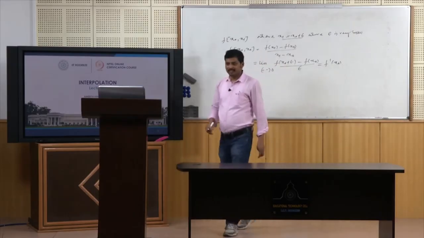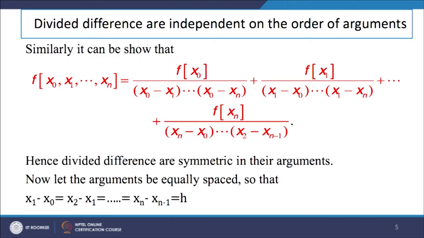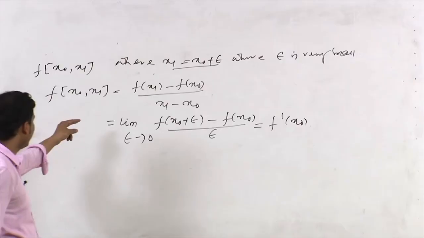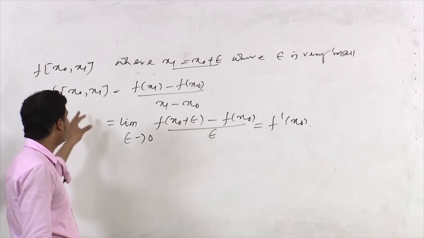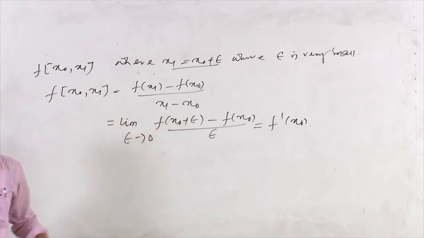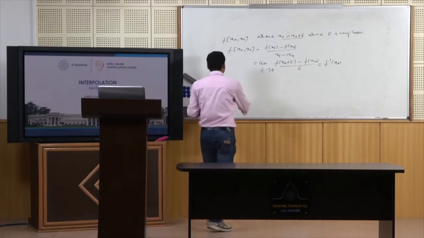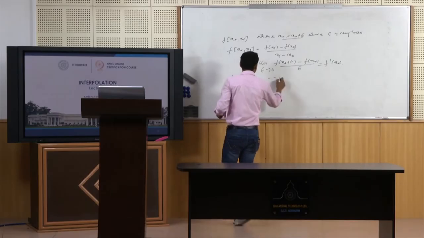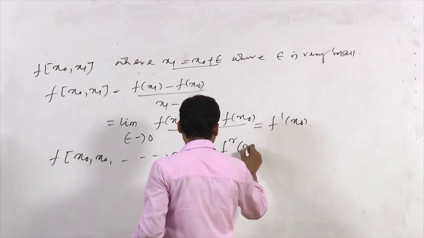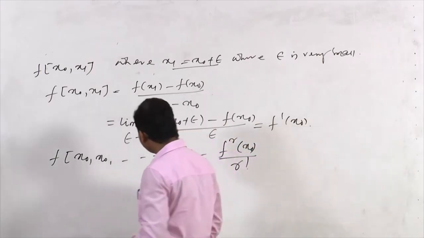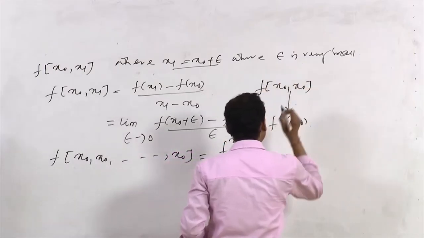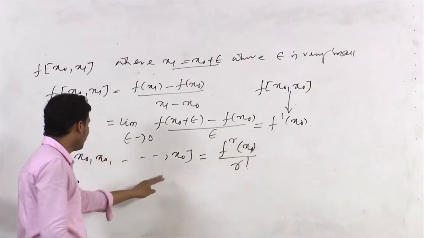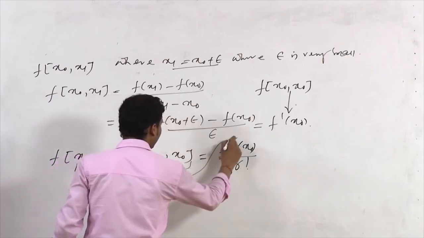So, we can say that if the arguments are equal, then the divided difference still produces some value. If we consider f of x0, x0, where x1 is represented as x0 plus epsilon and epsilon is very small, then it represents the derivative of this function at that point only. So, suppose f of x is differentiable, and we have r plus 1 arguments, we can write f of x0, x0, up to r plus 1 times, as f to the power r of x0 by r factorial. Since here 2 points are there, that is why we write f of x0, x0 as f dash x0. Similarly, this would be r plus 1 points to get this derivative of order r.